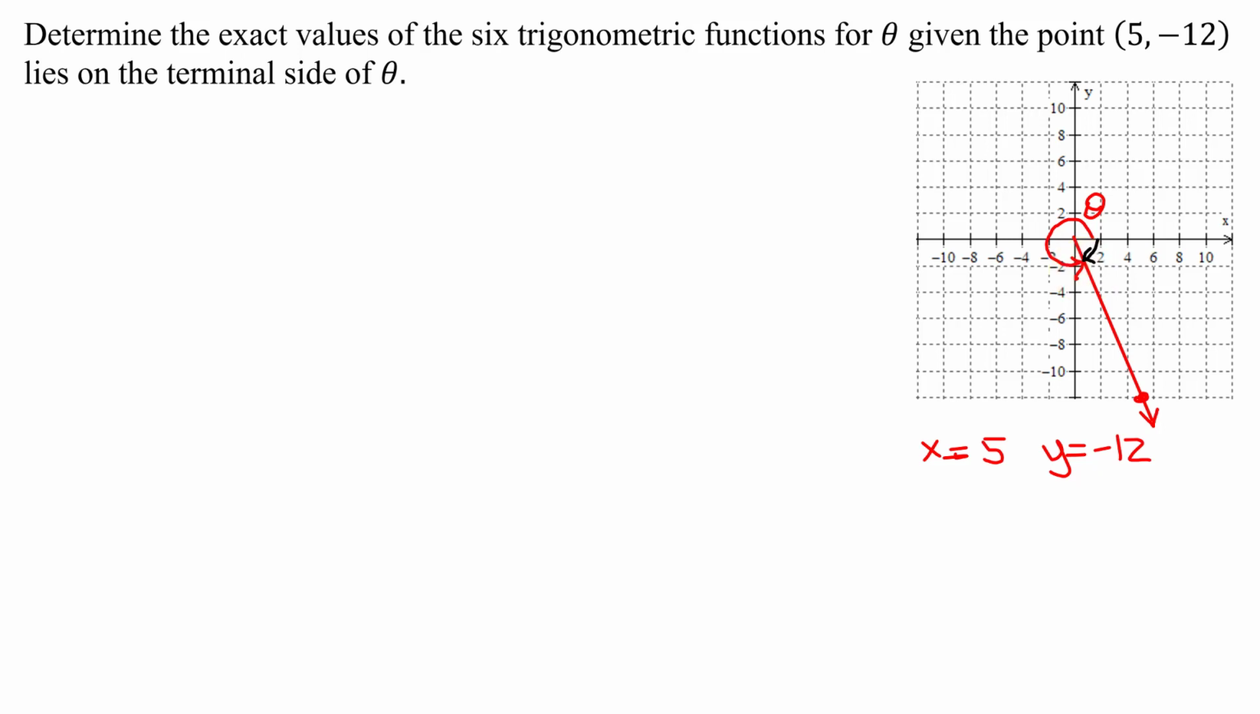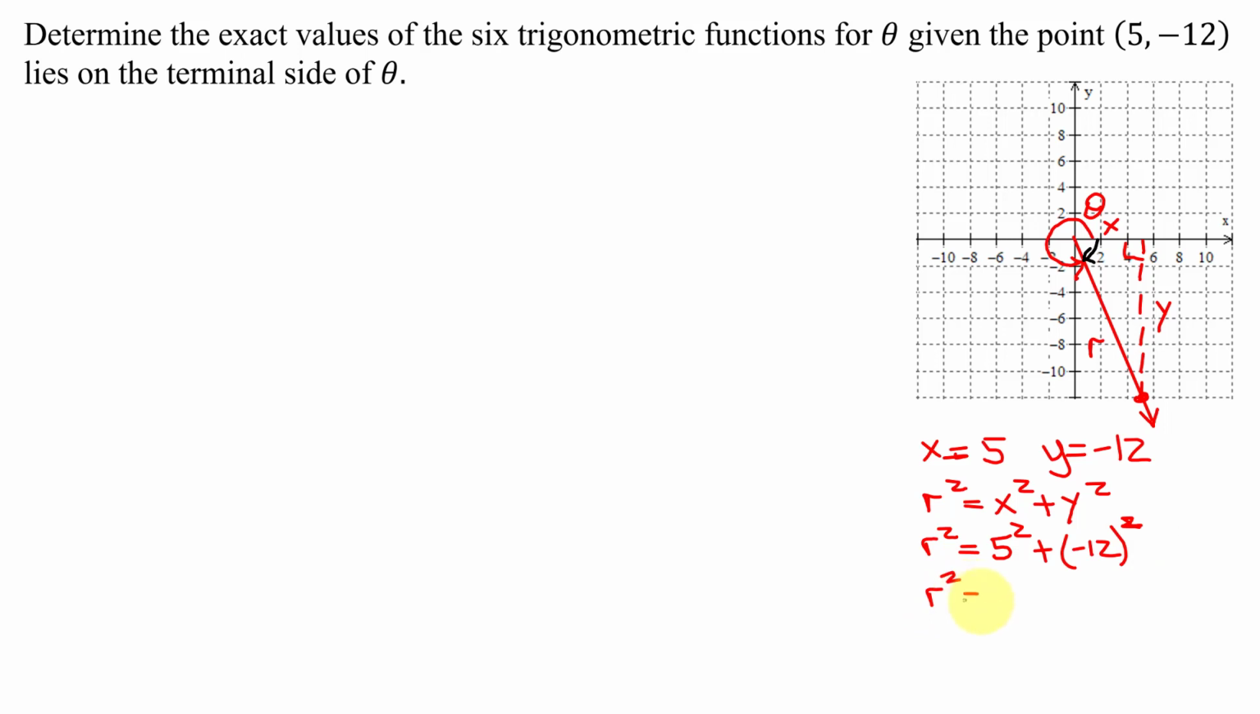So now I've drawn in my terminal side. Let me put in my little right triangle. Here's x, here's y. We need to find r to find all 6 trig functions. So remember, r squared equals x squared plus y squared. So r squared equals x squared becomes 5 squared, plus y is -12, so it's -12 all squared.